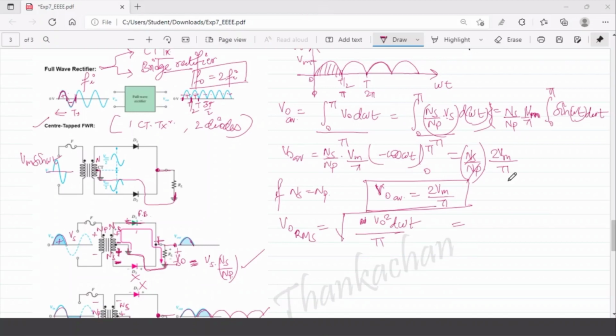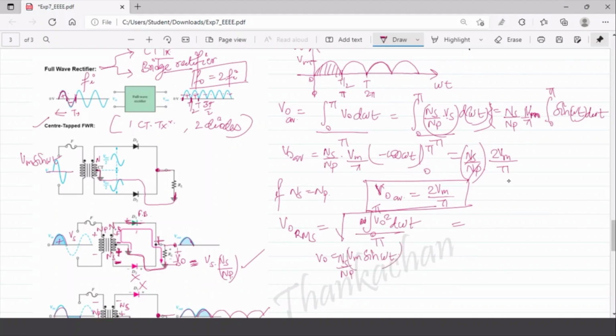Yeah, so let us resume. V naught square divided by pi into d omega t, and so whenever we say, this is basically integration from 0 to pi of V naught square d omega t divided by pi. And if we substitute V naught, what is V naught here? V naught is Vm sin omega t, that is Vs, into Ns by Np, right?